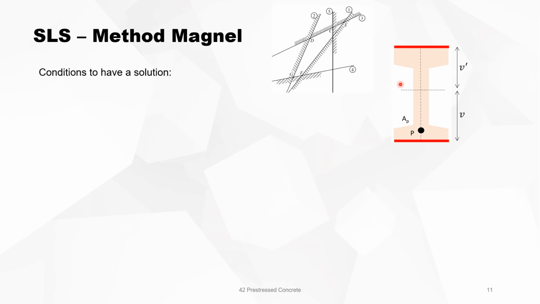Now, just bear in mind there are conditions to have a solution, and when we make a recap of the drawing, then you will see that of course line 3, this line, must be above line 4, otherwise you will not have that area with solutions. It means that E over V, which is giving you a condition on your shape, on your dimensions of the section, must be bigger than this value.